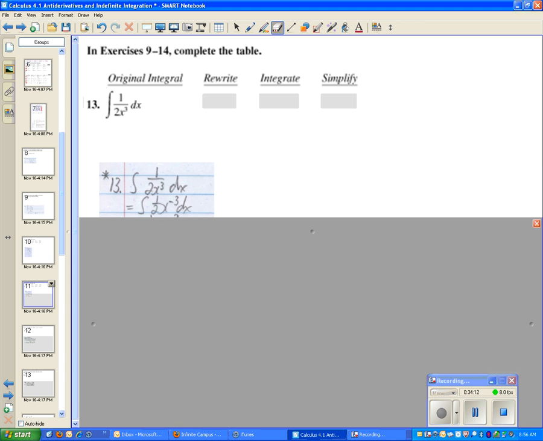You follow me on that? How the 2 has to stay there? The 2 doesn't have a negative exponent on it, or an exponent at all on it. Okay? You with me on the rewrite? All right, work that out. See what you get.